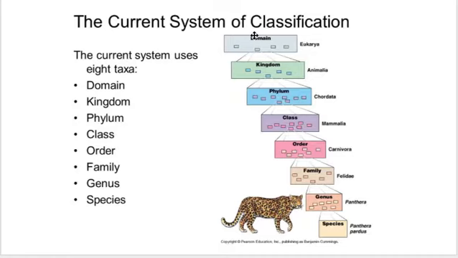So domains have the most types of animals or organisms underneath of them. Kingdoms have the second most types of organisms underneath of them. Then phylum is smaller than that. Class is smaller than that. All the way down.